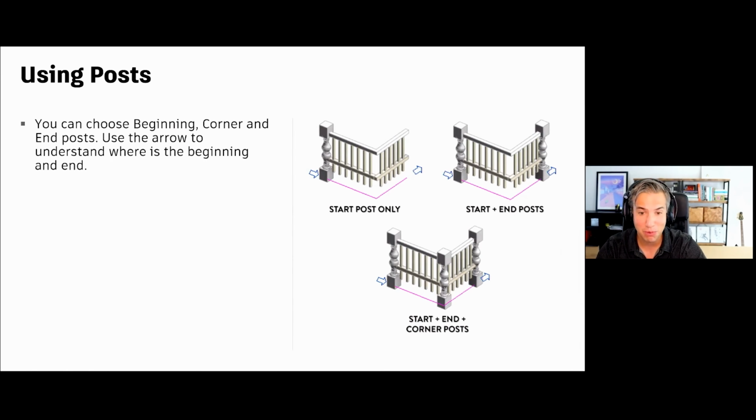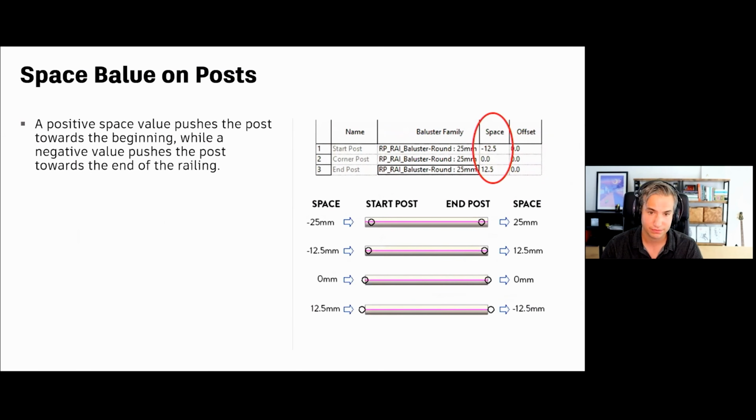Let's talk about posts. So there are three types of posts in the baluster placement menu. The start post, as you can see in this image, the end post, which is located at the end of the railing, depending on the arrows can guide you with that, and the corner posts, which are at the corner, or as you will see later, when you interrupt the railing path line.